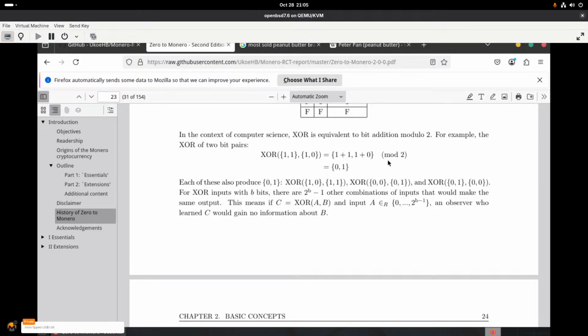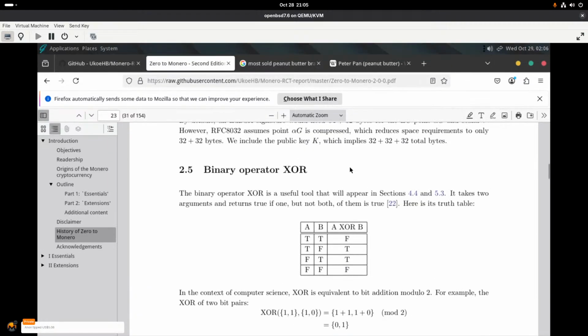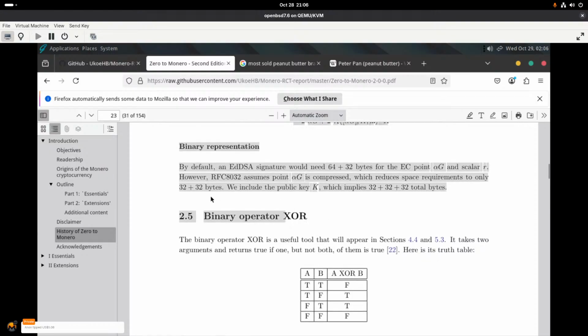Caret is XOR in C. Caret is XOR in C. I'm not entirely sure what XOR is completely. Maybe I need to do an explain like I'm 5 kind of thing.